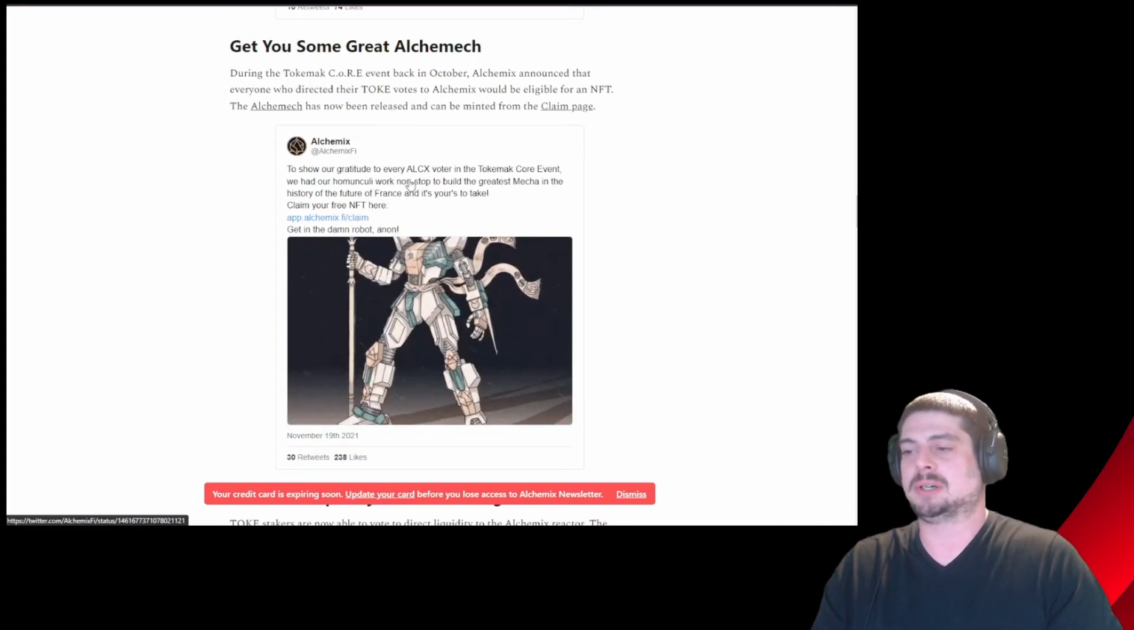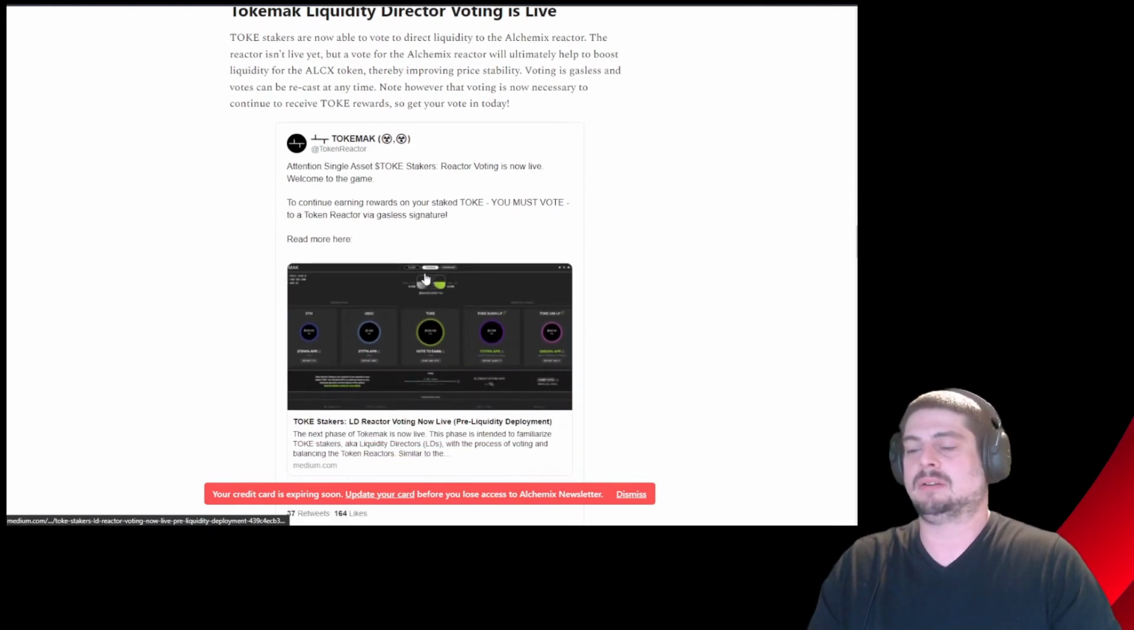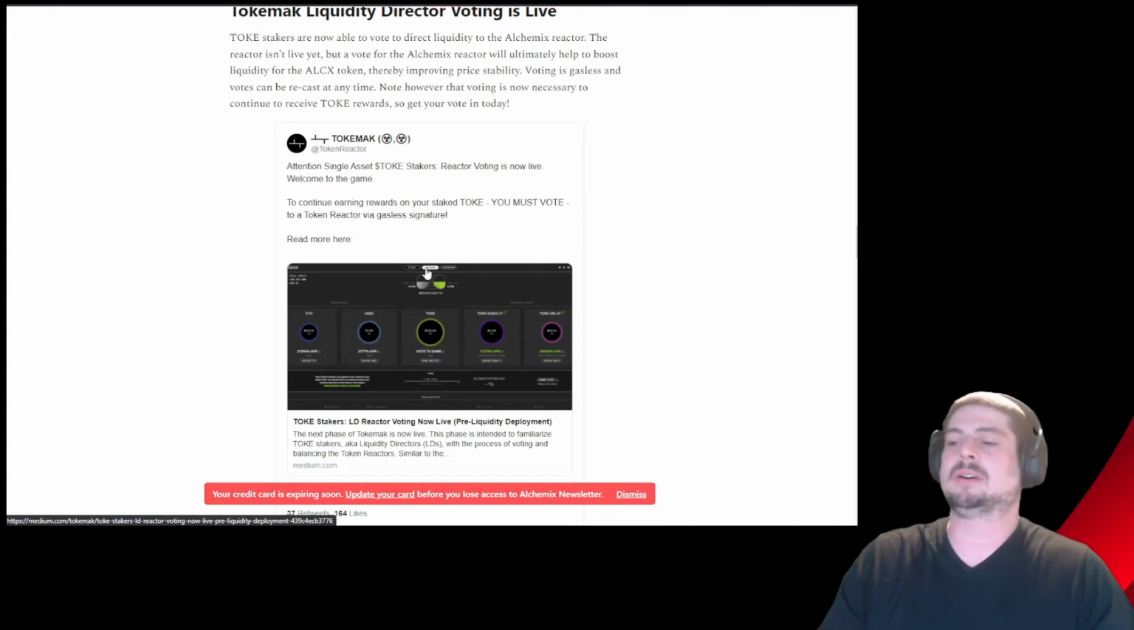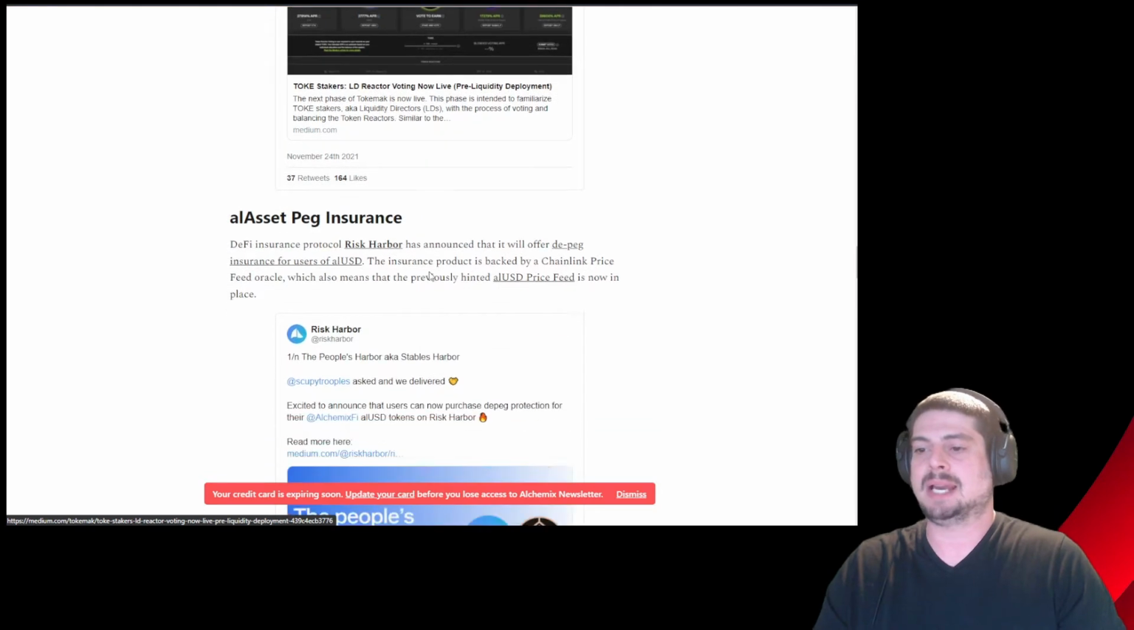They also released an Alchemech NFT. If you voted and participated in the Tokamak, you get an Alchemech NFT. Tokamak liquidity director voting is live. If you want to vote for liquidity in Tokamak to be directed to Alchemix liquidity pools, you can now go for that. Go vote for that on Tokemak.